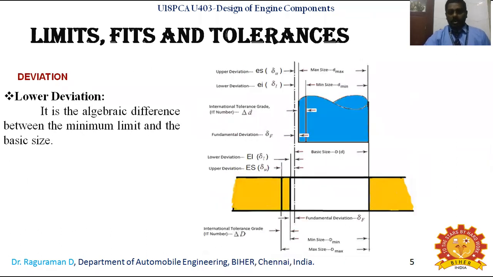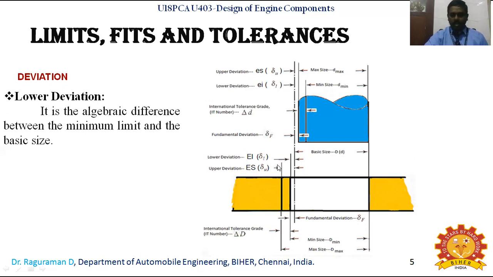Now looking at the lower deviation, as already discussed, it is the algebraic difference between the minimum limit and the basic size. So this is the basic size, and the minimum size is this one. This is the minimum limit or lower limit. Okay. So the difference between this lower limit, or minimum limit, or minimum size, and the basic size is what you call the lower deviation.